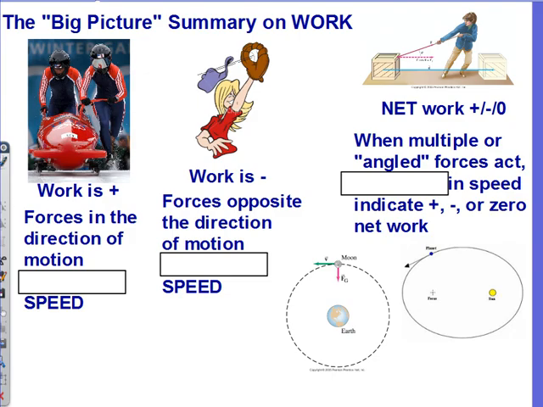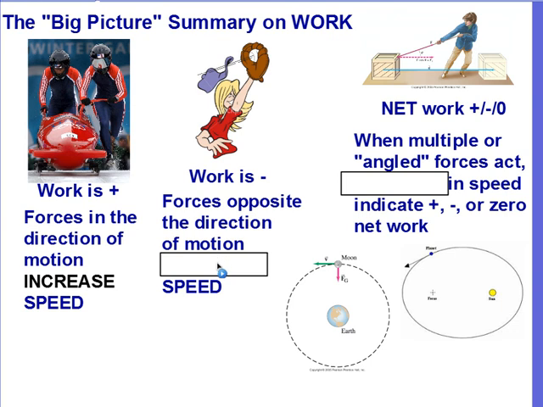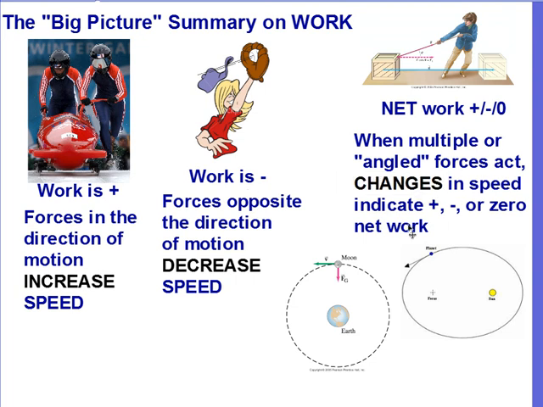Last but not least, we need to be able to do a big picture summary of work. When work is in the positive direction, the forces in the direction of the motion tend to increase the speed. When work is in the negative direction, the force that's opposite the direction of the motion tends to decrease speed. Positive work speeds things up, negative work slows things down. When multiple or angled forces act, any change in speed indicates whether or not we have positive, negative, or zero net work. When we have lots of forces acting, oftentimes it's more useful to look at the net work done by all the forces.